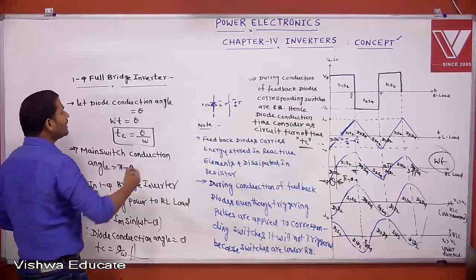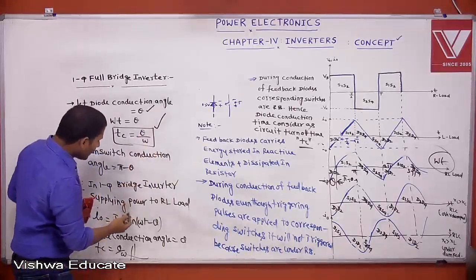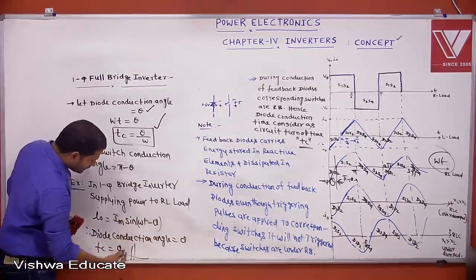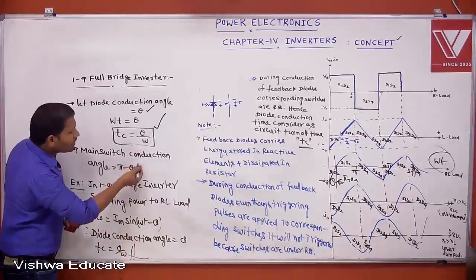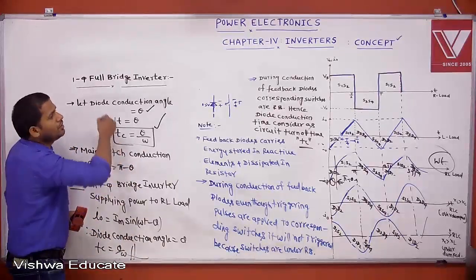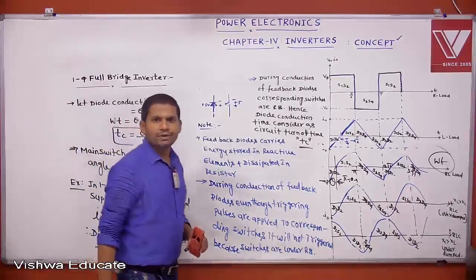This is how to calculate the circuit turn-off time and the diode conduction angle. If it is given like this, you take the main switch conduction angle as pi minus theta. Understood? Okay, that was about half bridge inverter and full bridge inverter in detail.